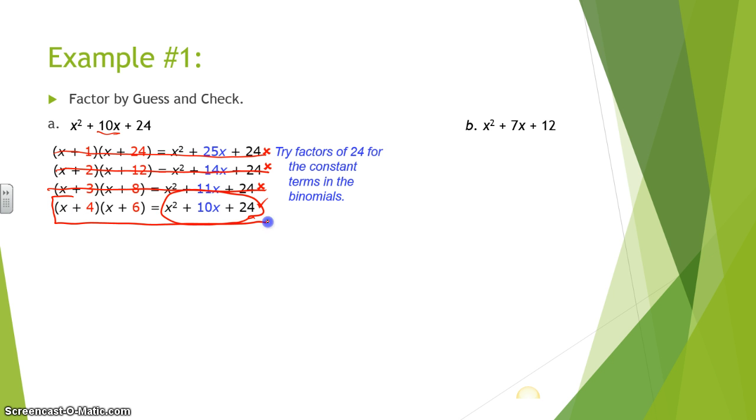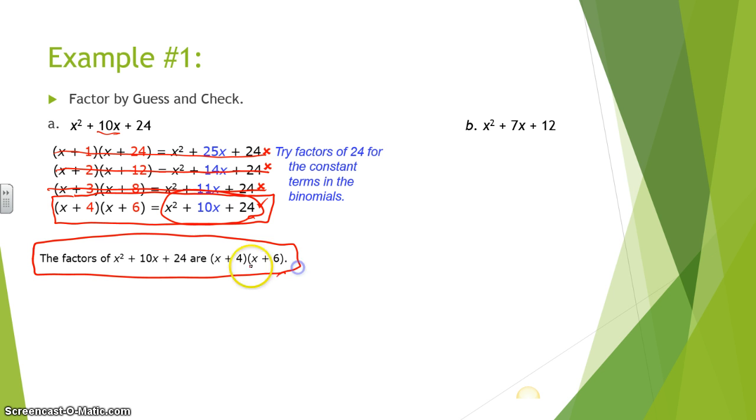So x plus 4 and x plus 6 are going to be your binomial factors of your trinomial x squared plus 10x plus 24. So this would be your final answer. The factors of the trinomial are going to be x plus 4, x plus 6. You can check your work by using FOIL.